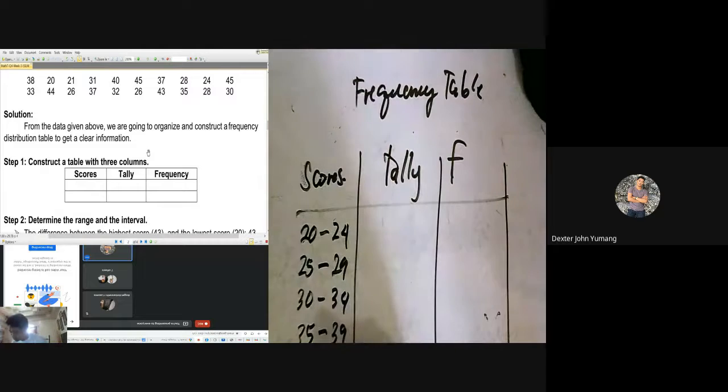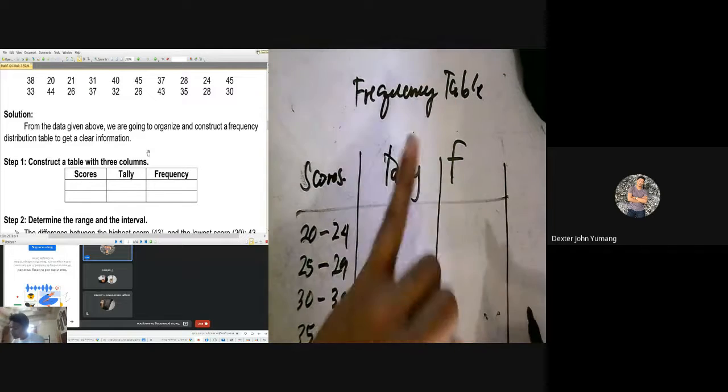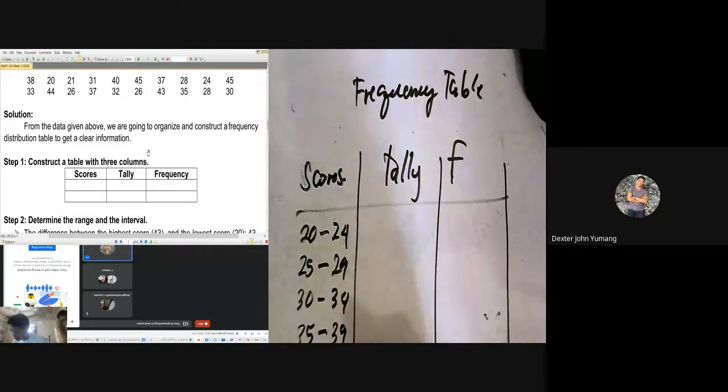Next, after 44 is 45. Next, 45, 46, 47, 48, 49. Okay, yan na po yun siya. So yan na po yung range na tinatawag, or scores, in other words.